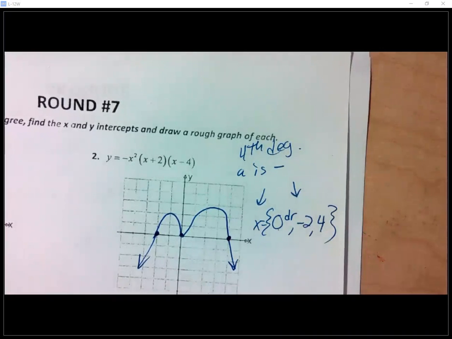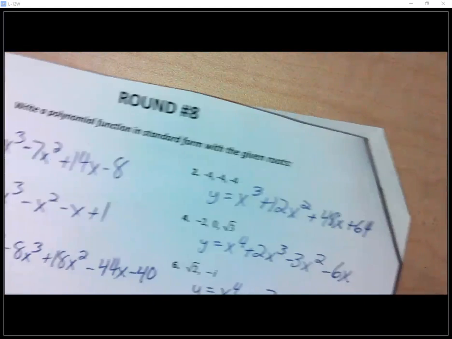Yes. All right. Anything else round 7? All right. Round 8. Oh, yes. Round 8.